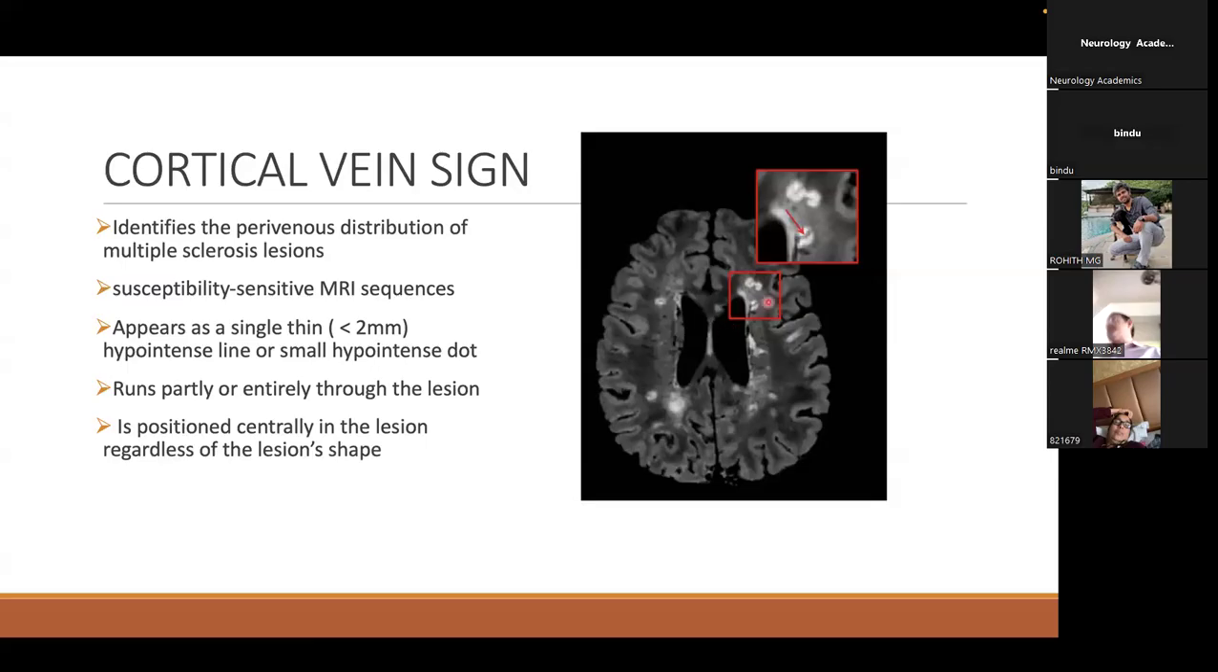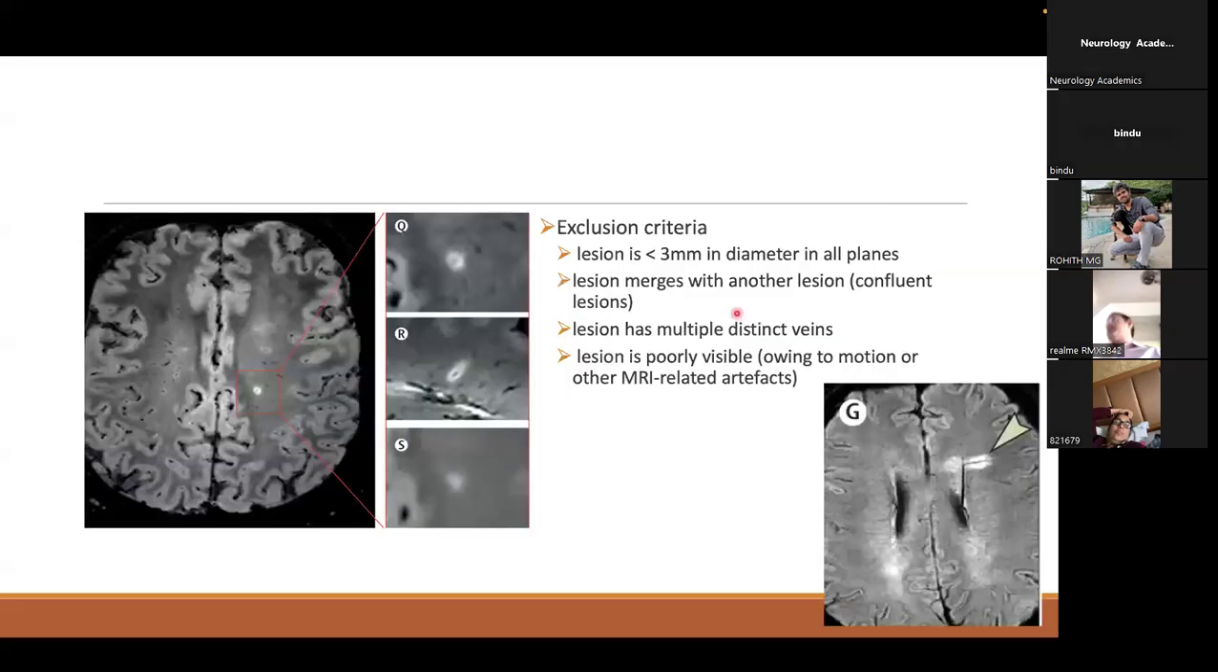And so we have to look for a hypointense dot or a hypointense line, which is in the center of the lesion. And so it runs partly or entirely through the lesion, and it is positioned centrally in the lesion, regardless of the lesion's shape. And there are some exclusion criteria. That is, if the lesion is less than 3 millimeter, we should not check for the sign. And if the lesion is merging with another lesion, that is in confluent lesions, we cannot look for the sign.